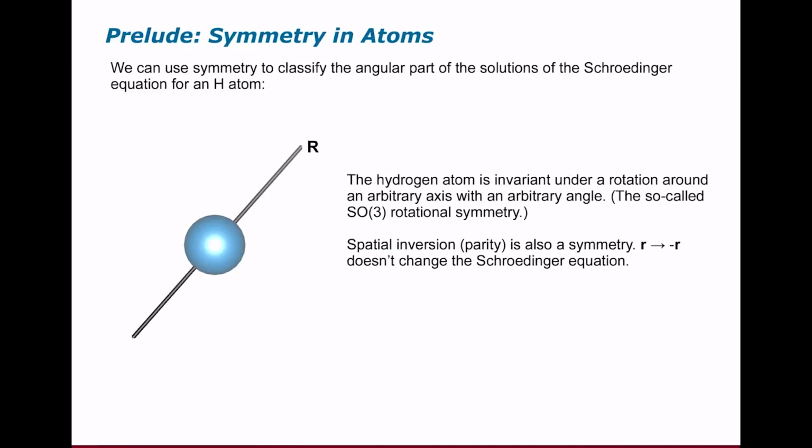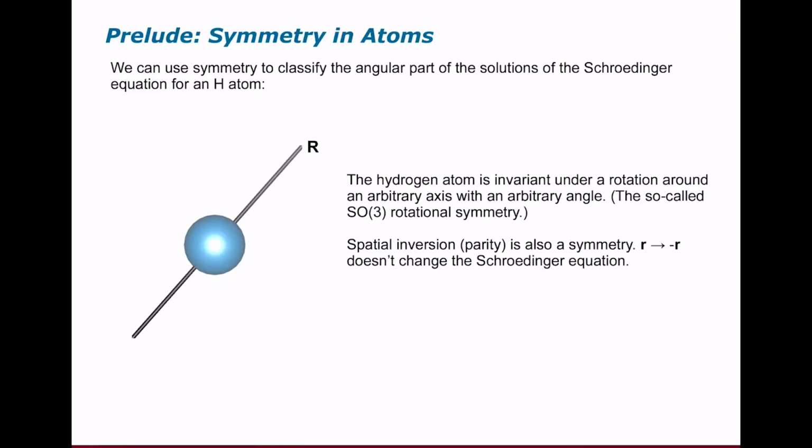Now, the solutions of the Schrödinger equation we know are either in the form of spherical harmonics, or you can take the superpositions of spherical harmonics to get s orbitals, p orbitals, d orbitals, etc. And it turns out that we can classify all of these solutions in terms of their symmetry properties. So the hydrogen atom, even though we don't always discuss the symmetry in this context, carries a lot of symmetries.